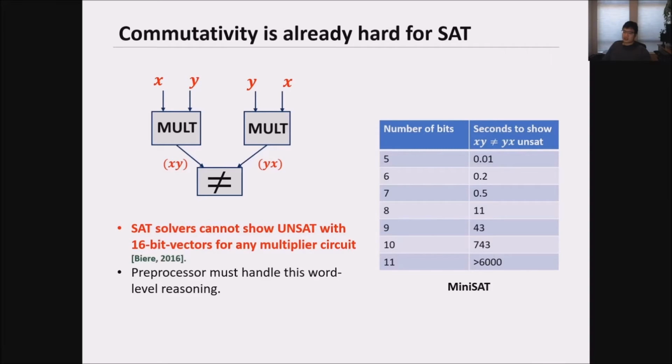Since SAT solvers don't really seem to know that bit vector multiplication is commutative, it's really left up to the preprocessor to apply this commutativity property wherever it's needed in order to simplify the formula. If the preprocessor fails to simplify a formula enough, it's very easy for the SAT solver to get trapped in reasoning about these multiplier circuits.